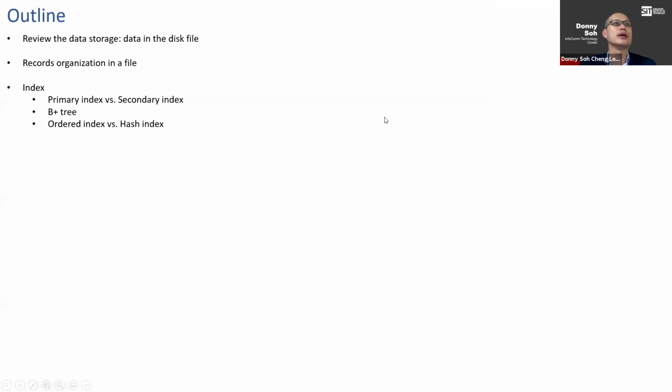Okay, so we review the data storage on the disk. Records are organized in the file. And for indexing, we have a primary index, secondary index, B+ tree, and ordered index versus hash index. This will be what lecture 14 is on.